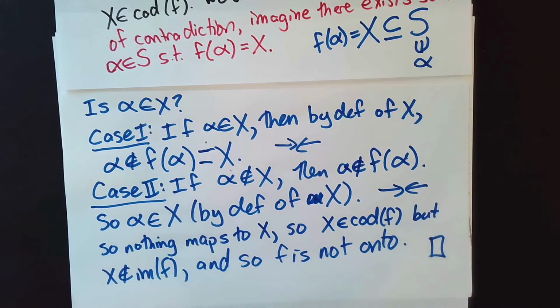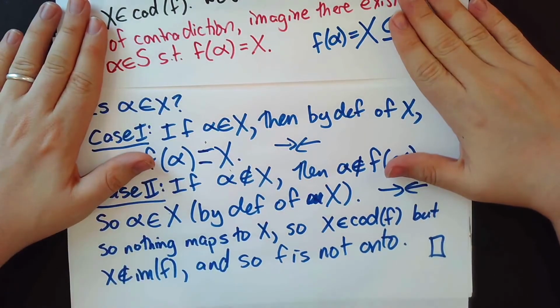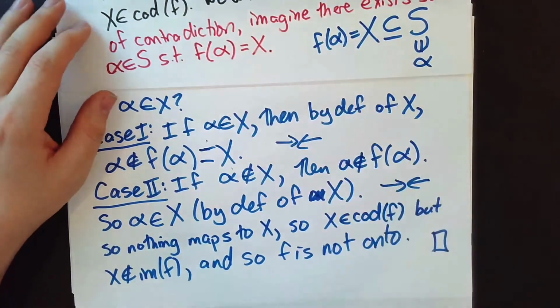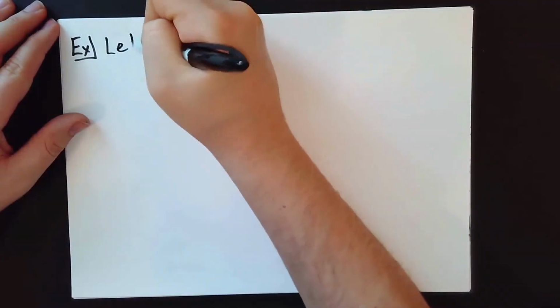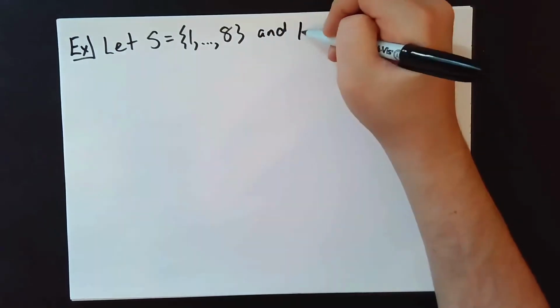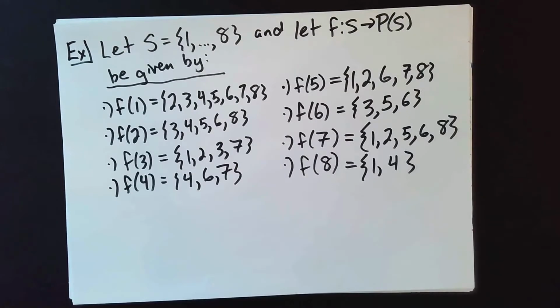Now this proof is quite abstract and may be difficult to understand at first. So what I'm going to do is go through everything that happened in this proof in the specific example of a function where the set involved is finite. So here, I'm going to take S to be the set of numbers 1 through 8, and then I'm going to pick a particular function from S to the power set of S.